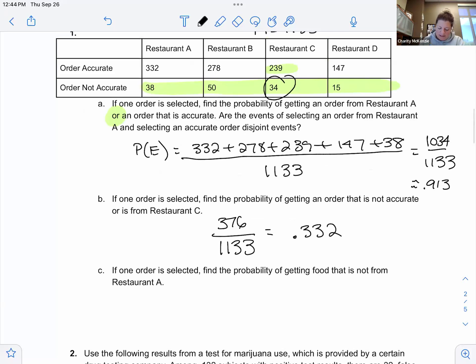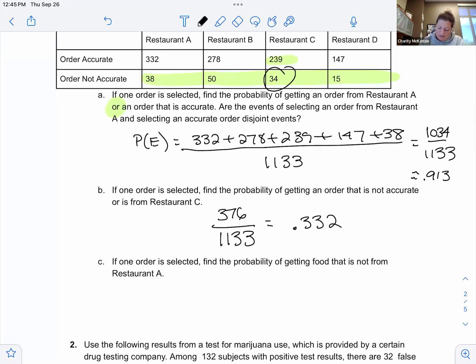Last one: if one order is selected, find the probability of getting food that's not from restaurant A. It's easier to add the restaurant A numbers and subtract from the total than to add up all the other six numbers. So I'm going to take 332 and add 38.